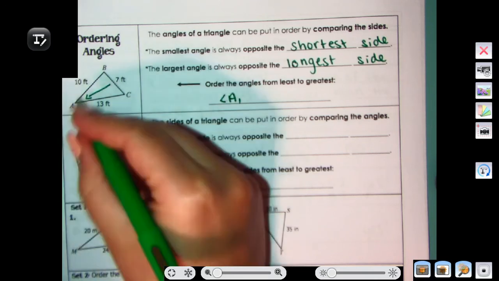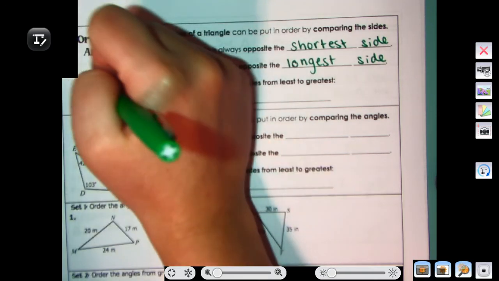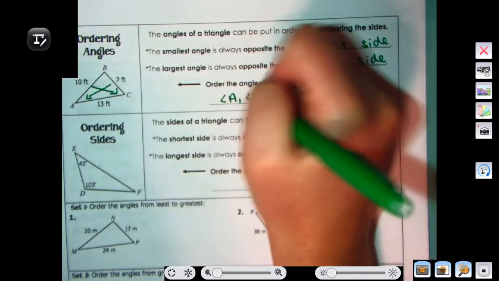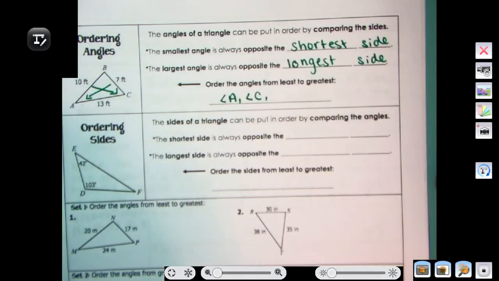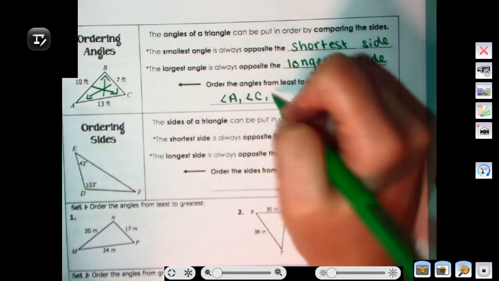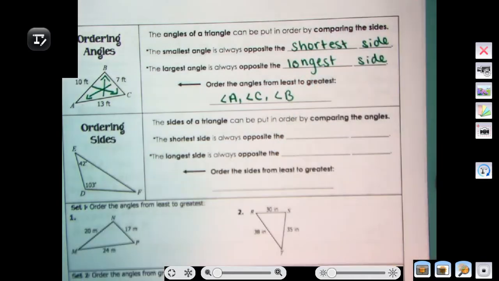Next one that we have is 10 feet. So right in the middle, that is across from C. So we would have angle C. And then our largest angle is across from that 13, which is the biggest side. So it'll be angle B.